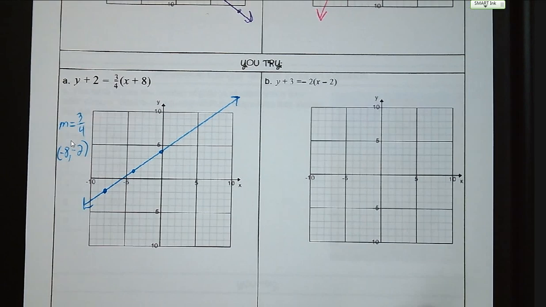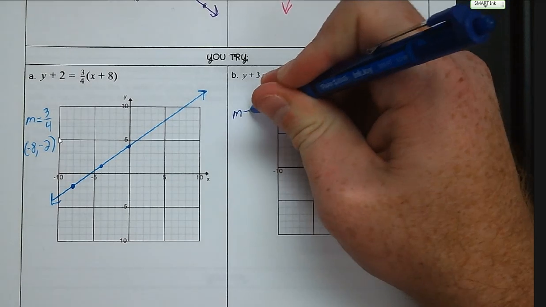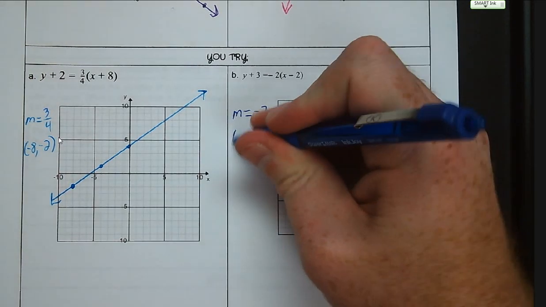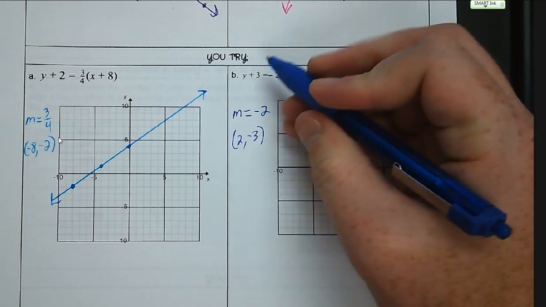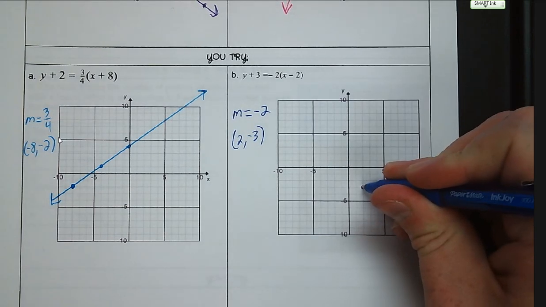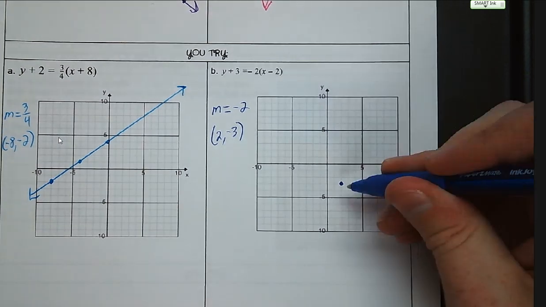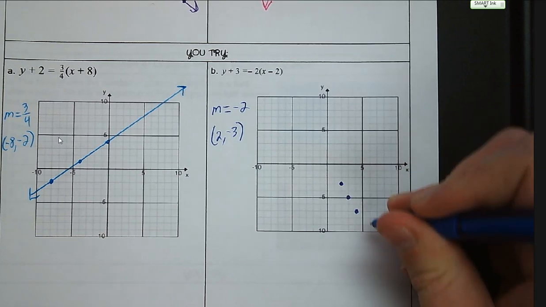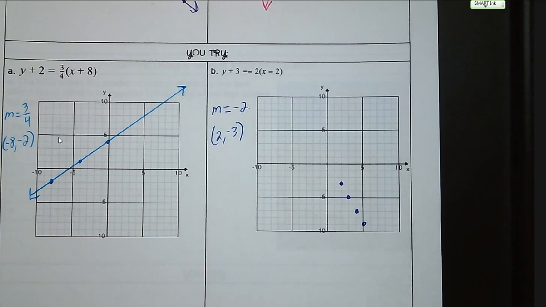All right. Letter B, we need to go ahead and find our slope, which is negative 2. Our point is going to be at a positive 2 and a negative 3, because that's being added. So we have plus 2 minus 3. So there's our first point. And our slope is negative 2, so we're going down 2 to the right 1, down 2 to the right 1, down 2 to the right 1, and we just need to connect our dots.